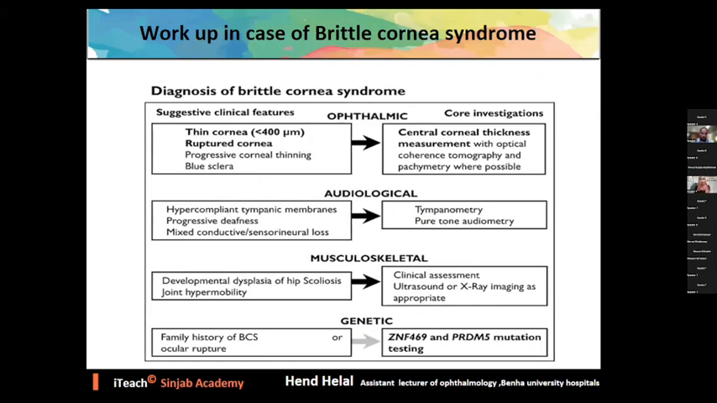Also from the practical point of view, what to do if you suspect that the patient has brittle cornea syndrome? Brittle cornea syndrome is a systemic disease with ocular and extraocular manifestations. So the first step is to look for the ocular manifestation by measurement of the central corneal thickness by anterior segment OCT or biometry. The second step is to look for the extraocular manifestation by ENT consultation for deafness, musculoskeletal consultation for joint hypermobility, and genetic workup to detect a gene mutation.